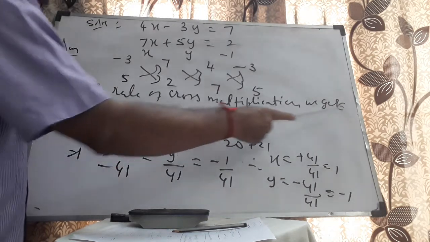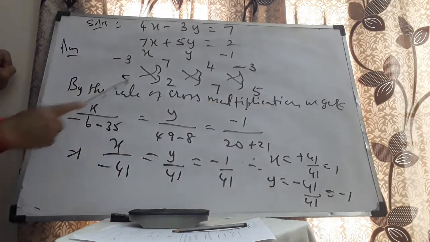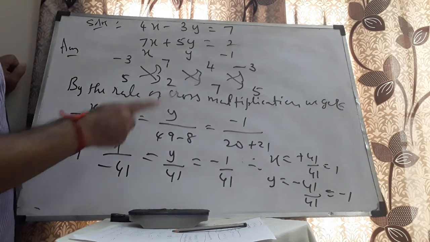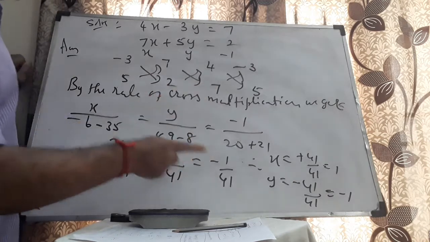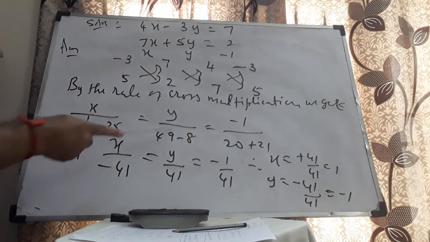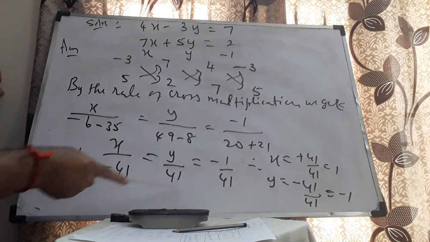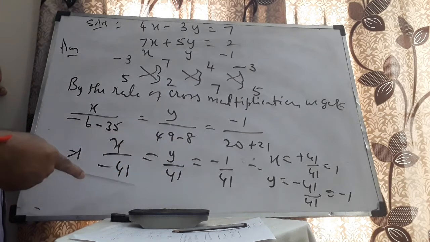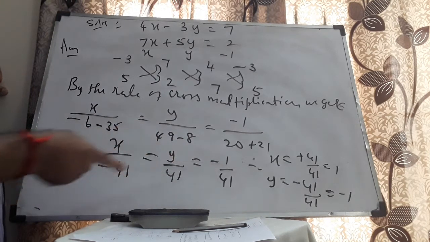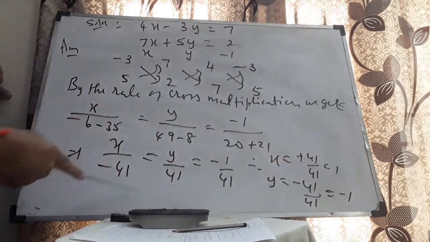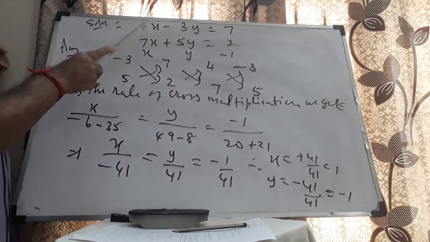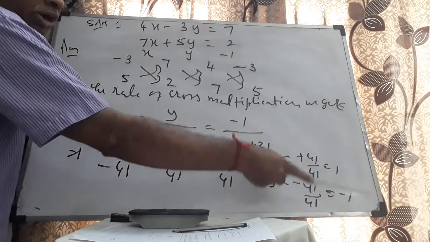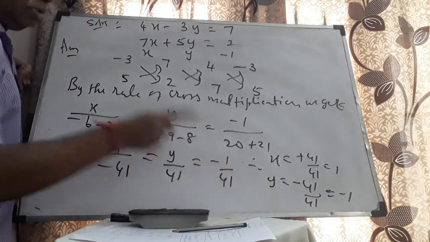By the rule of cross multiplication, we get x divided by minus 6 minus 35 is equal to y divided by 49 minus 8 is equal to minus 1 divided by 20 plus 21. x divided by minus 41 is equal to y divided by 41 is equal to minus 1 by 41. Now cross multiplying this, x becomes plus 41 by 41, which is 1. y becomes minus 41 by 41, which is minus 1. Therefore, the solution is x equal to 1, y is equal to minus 1.